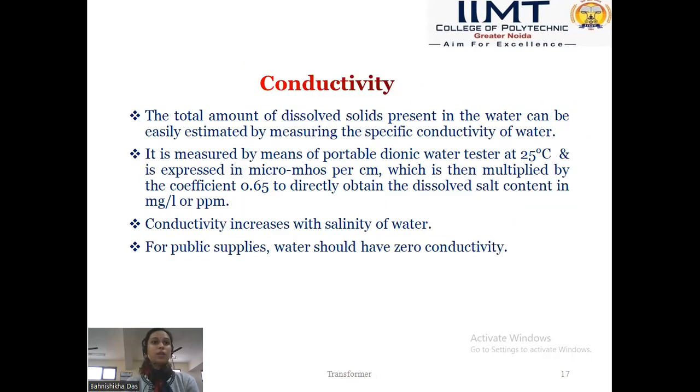Next, we have conductivity. Why is conductivity taken as a physical quality parameter? Because the total amount of dissolved solids present in the water can be estimated by measuring the specific conductivity of water, and dissolved solids or dissolved salt in the water can be easily tasted. It is measured by means of a portable dynamic water tester at 25 degrees centigrade, and it is expressed in micromhos per centimeter, which is then multiplied by the coefficient 0.65 to get the dissolved solid or salt content in ppm or milligram per liter.